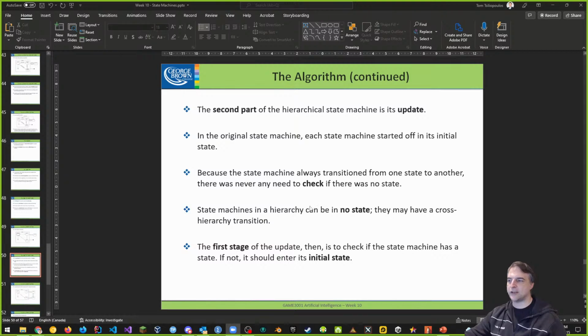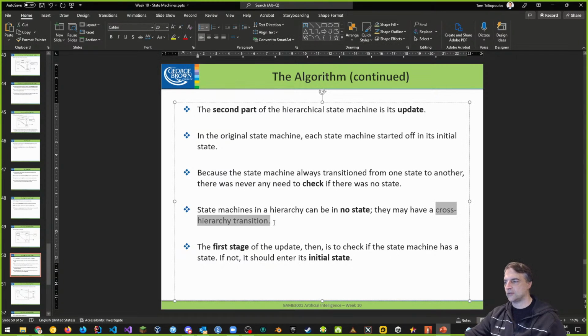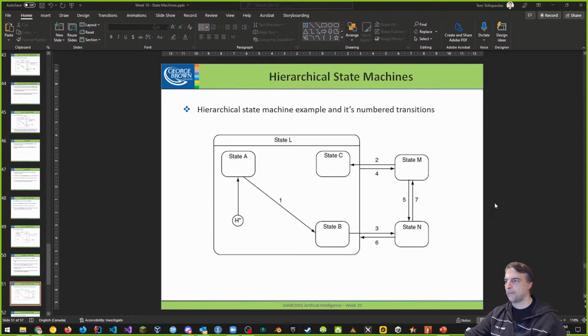State machines in a hierarchy can be in no state, and they may have a cross-hierarchy transition. This cross-hierarchy transition, which is a very special type of transition, is the way we're going to go from one level of hierarchy to the next. Okay? So again, we want to be able to do this cross-hierarchy transition. Maybe there's some kind of transition from within a substate to an upper state in the hierarchy, as an example. And we might have a transition to go from one internal state to an external state.